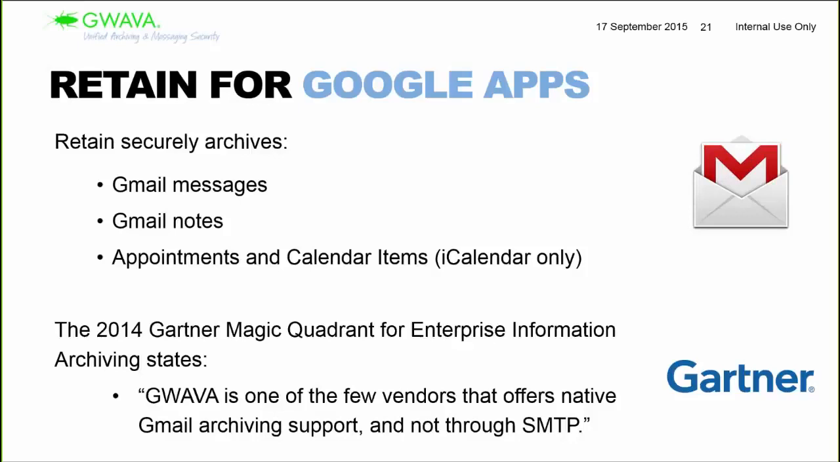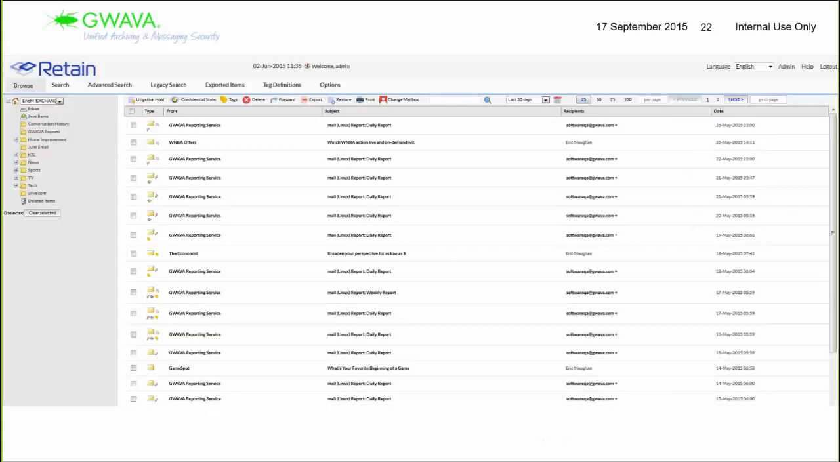the Retain archive. In fact, in the most recent Magic Quadrant for Enterprise Information Archiving from Gartner, which was the 2014 one, Gartner actually stated Guava is one of the few vendors that offers native Gmail archiving support, not through SMTP. So once again, if you're running Gmail, Retain has that ability to integrate directly with the Google Apps server.